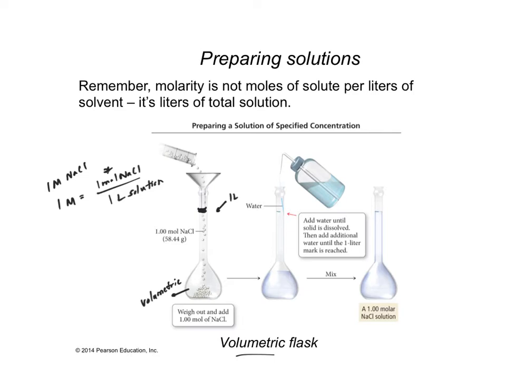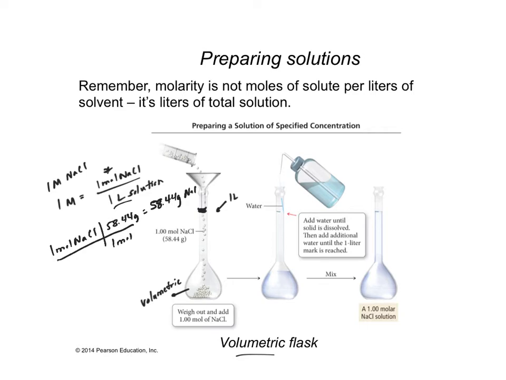If I need a mole of NaCl, the molar mass of NaCl is 58.44 grams per mole. For every 1 mole of NaCl, there are 58.44 grams. So I would need to measure out 58.44 grams of NaCl, right? So that's number 1. This is per liter of solution.